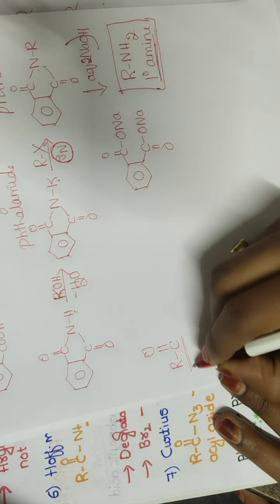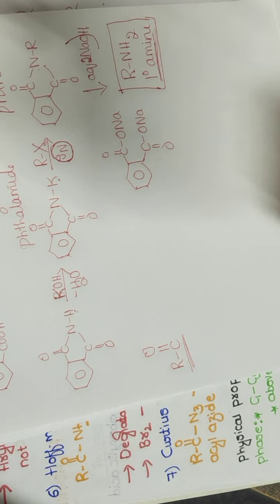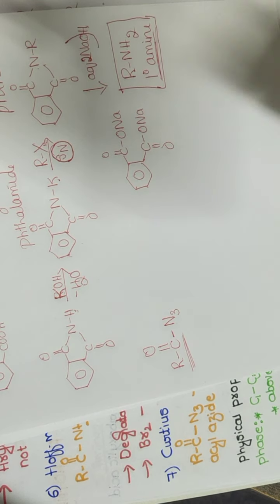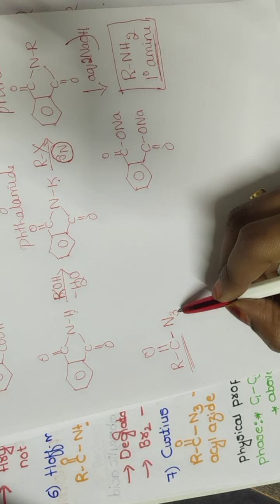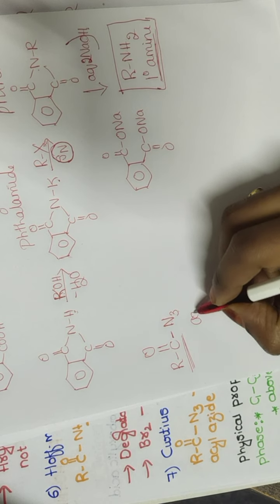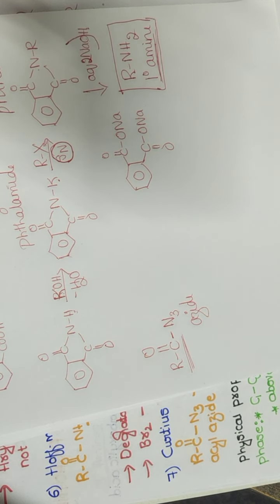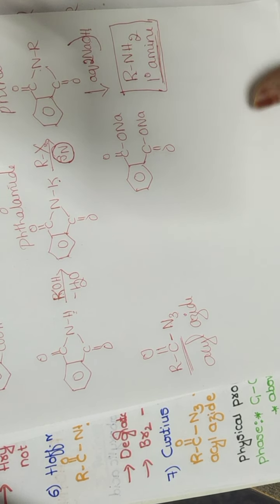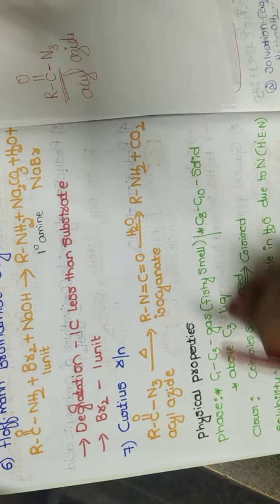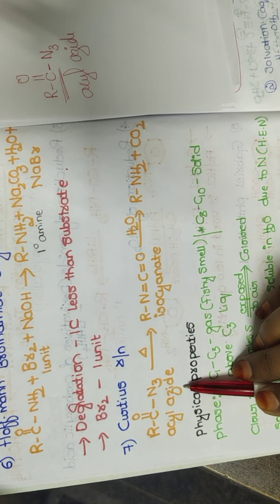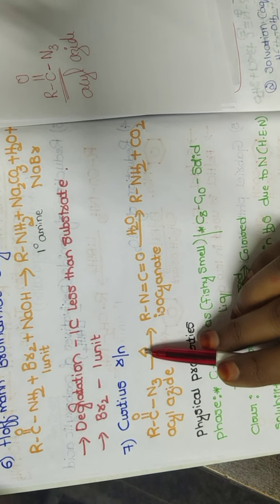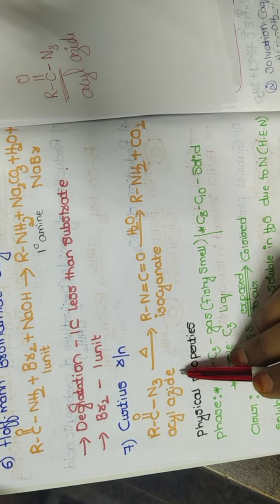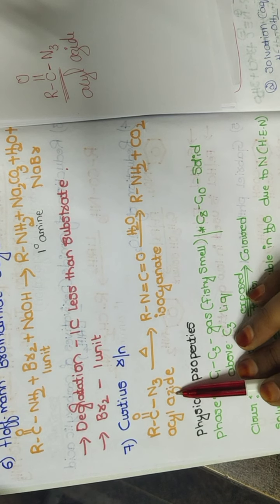The RCO group is called an acyl group. For this acyl group, if I have 3 nitrogen atoms together, it is called an azide. RCO is acyl, whereas N3 is azide. Therefore, it is called acyl azide.